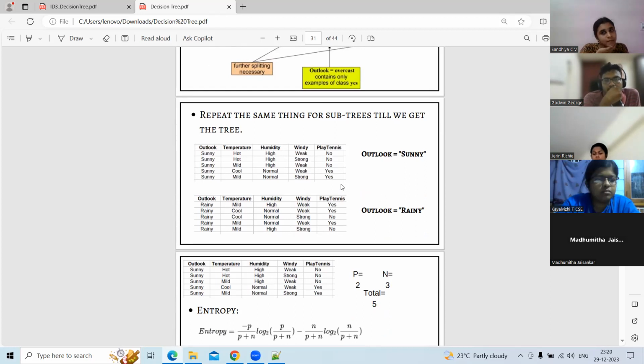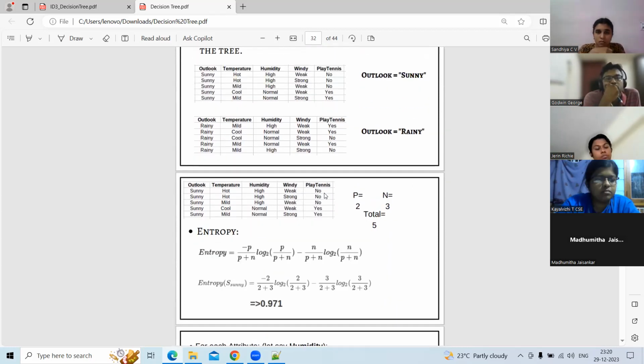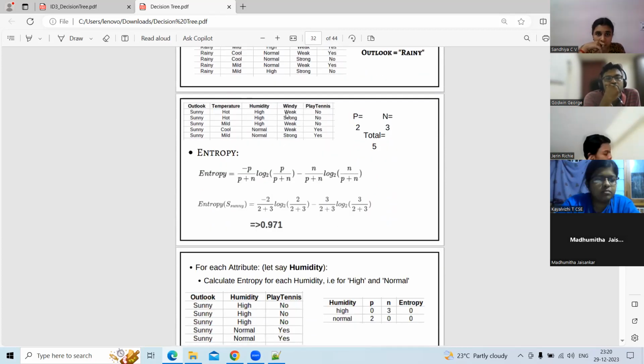Now just show us the sunny bit. No need to show us the rainy bit. Just show us the sunny bit. Okay, now this is the sunny bit. I'm taking the sunny bit here.